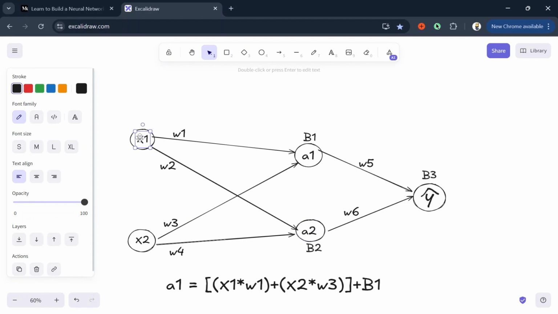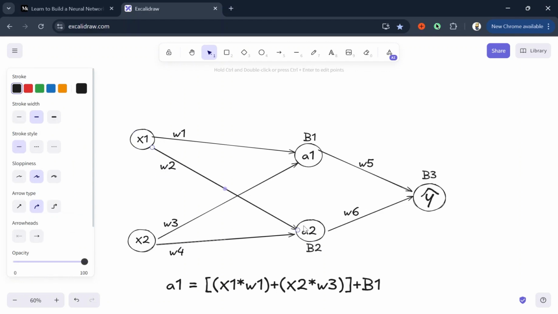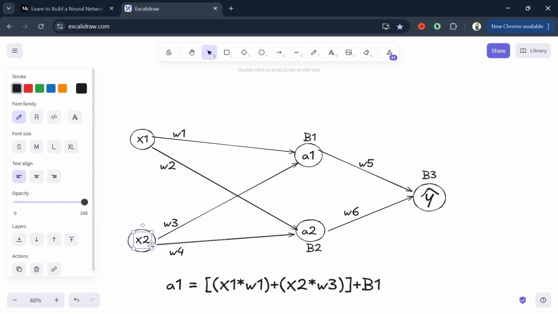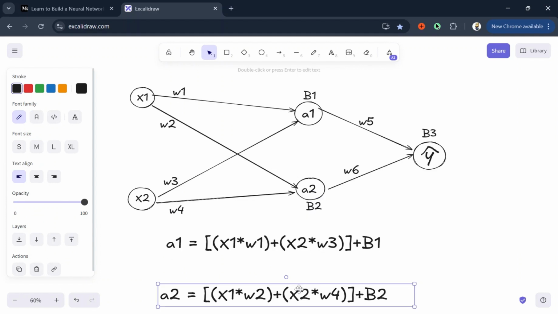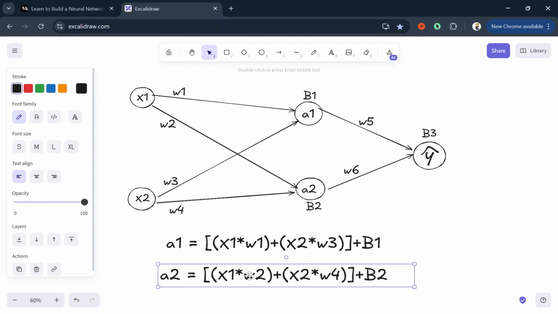To do that, we take the first input x1, we multiply it with weight 2, because this is connected to A2 and this as well. Then we take x2 multiplied by weight 4. To that we add the bias 2. And this looks like this: x1 multiplied by weight 2 plus x2 multiplied by weight 4 plus the bias here. That will give us the values for A1 and A2.